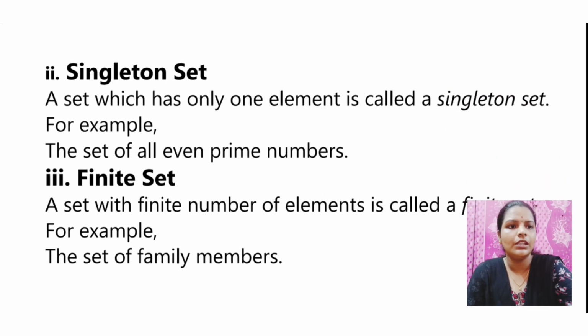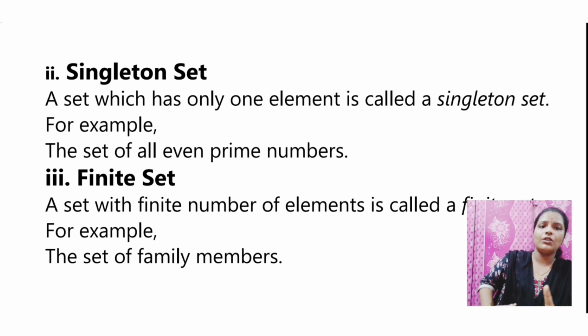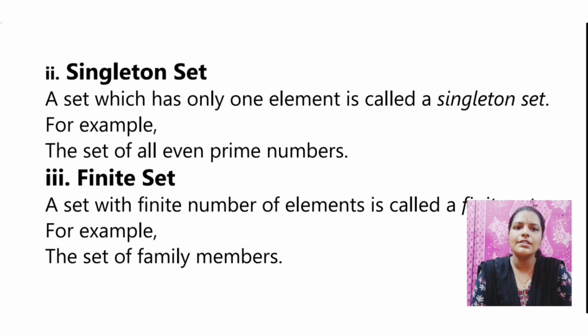Next, we will see the singleton set. A set which has only one element is called a singleton set. For example, the set of all even prime numbers. We know that 2 is the only even prime number. That is, the set consists of only a single element, that is 2. So it is a singleton set.